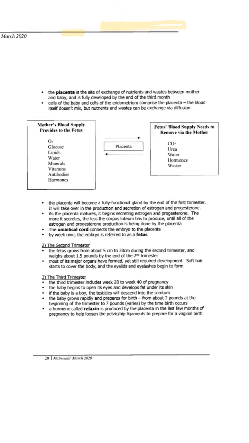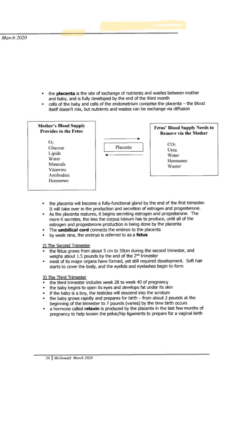So the placenta is going to be the site of exchange of nutrients and waste between the mother and the baby. And it'll be fully developed by the end of the third month. And here are the substances that get supplied to the fetus and the substances that come back from the fetus. So the mother's blood supply provides to the fetus oxygen, glucose, lipids, water, minerals, vitamins, antibodies, hormones. The placenta is the exchange site between.